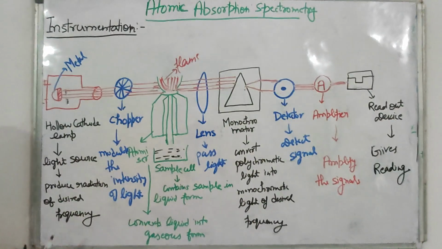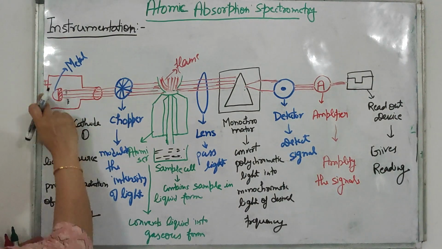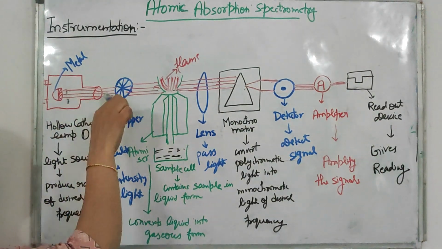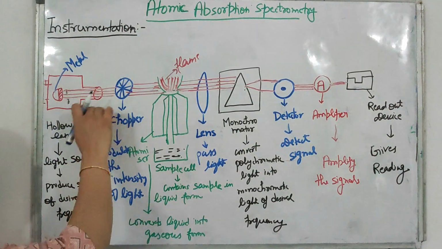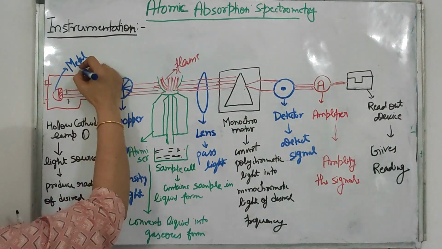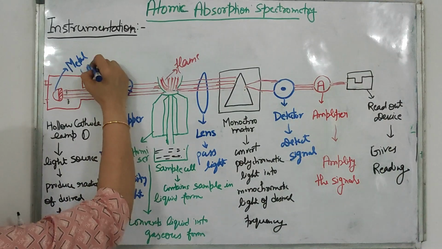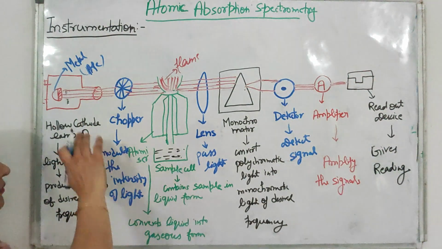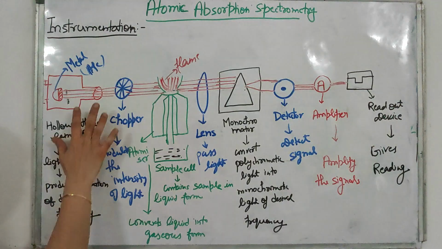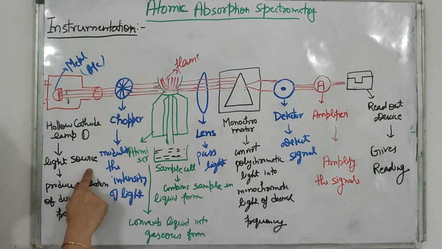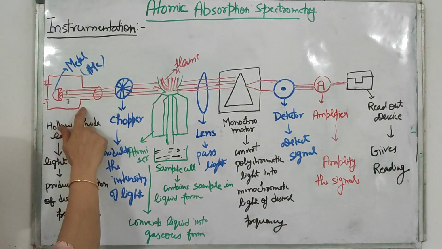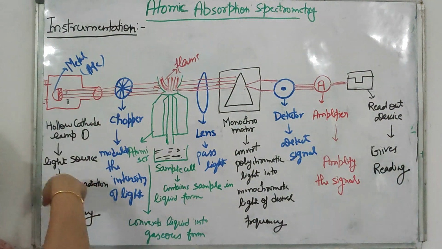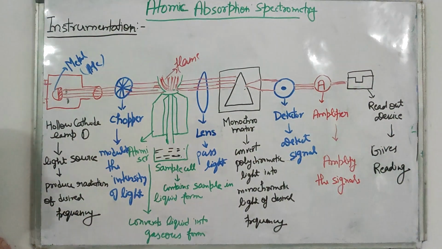First thing is there is a hollow cathode lamp. Inside this hollow cathode lamp is the source of your light. From here light is generated, and it contains metal with inert gases like helium. Helium is filled over here because helium is an inert gas, so it cannot interfere. This hollow cathode lamp is a light source. What is its function? It produces radiation of desired frequency. So the main function of this hollow cathode lamp is to provide the light source.